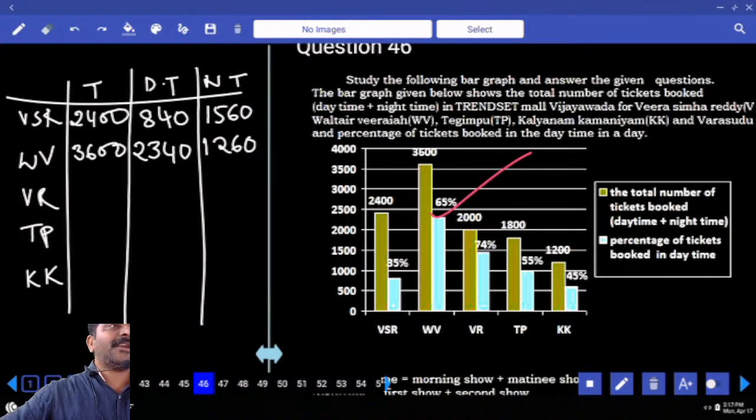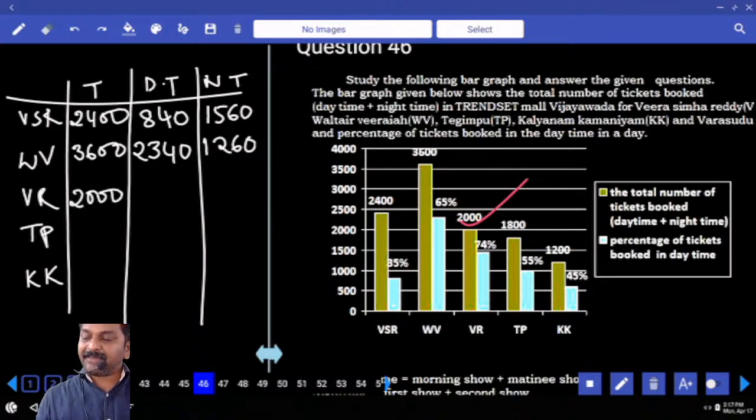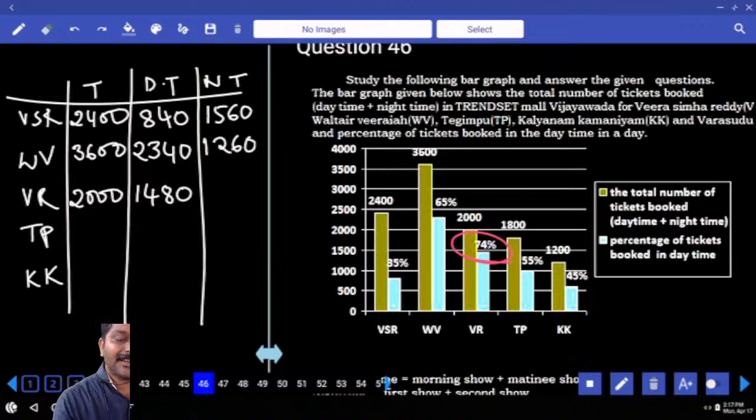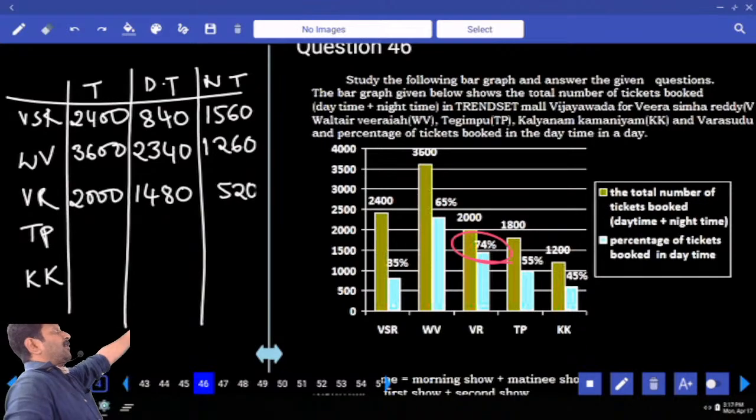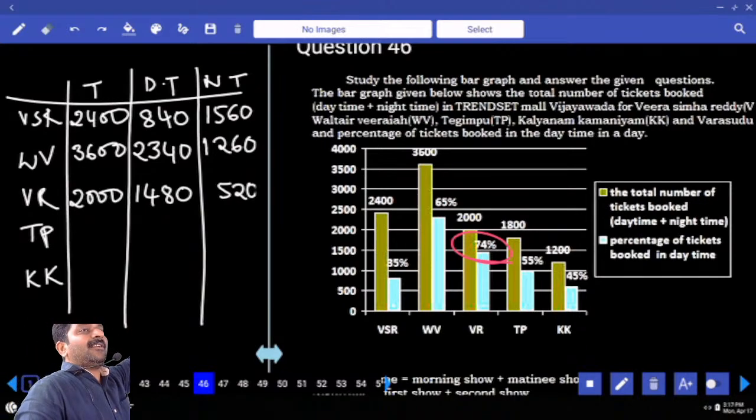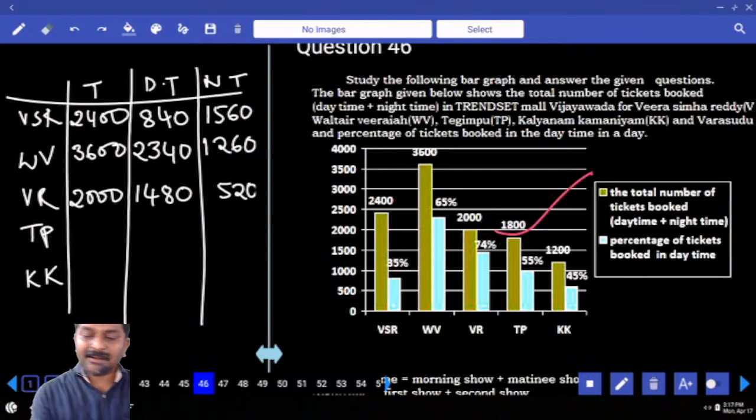So here we have 2,340. Yes. Right. Next, 2,000 and 74%. 74 double, 148 and then 0. Difference 520. Because 74% is calculated on 2,000, right? Where 1% is 20 only. 20 has 0, I'll keep 0 aside. 74 2 times is 148 and the difference 1,480 and 520. Next, 1800.